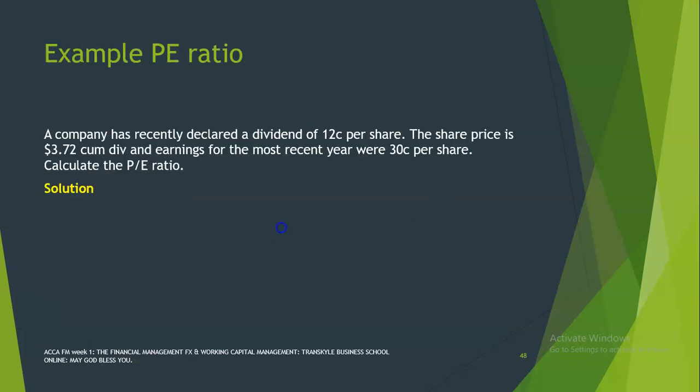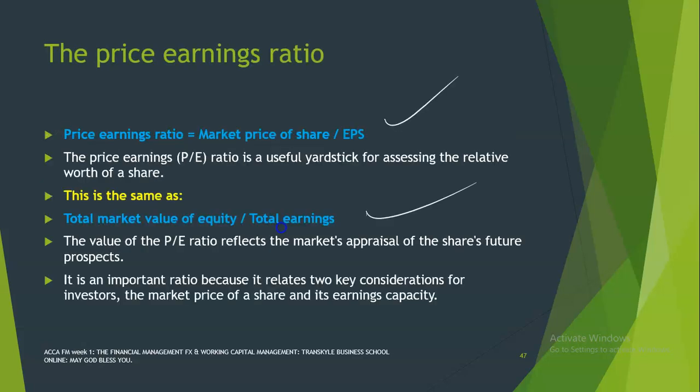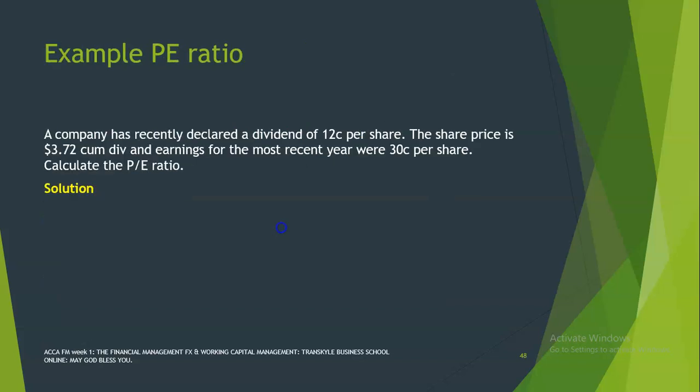Let's compute the PE ratio from the scenario. A company has recently declared a dividend of 12 cents per share. The share price is 3.72 cum div, and earnings for the most recent year were 30 cents per share. Calculate the PE ratio. Okay, from our formula, the PE ratio is equal to market price of share over EPS, right? One thing, the market price should be ex-div.